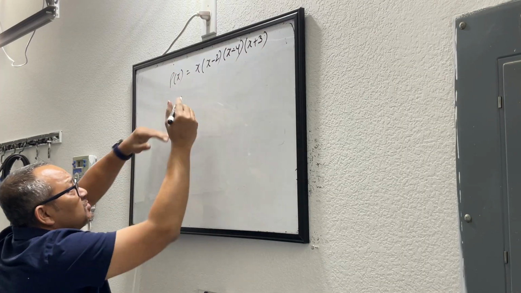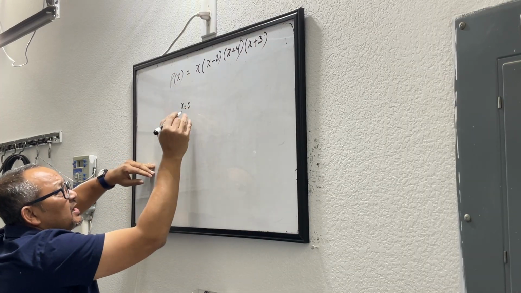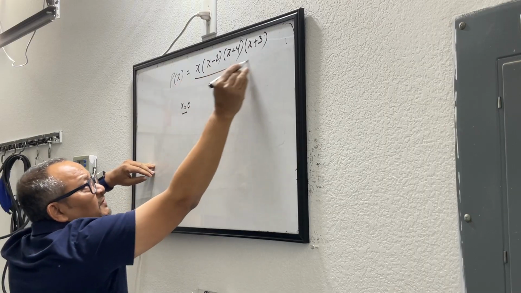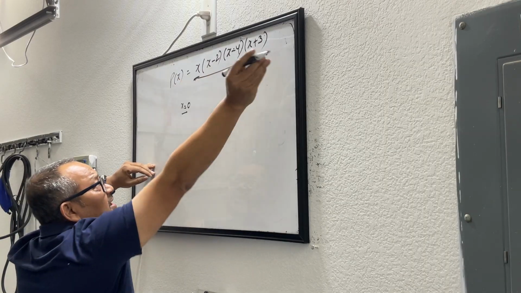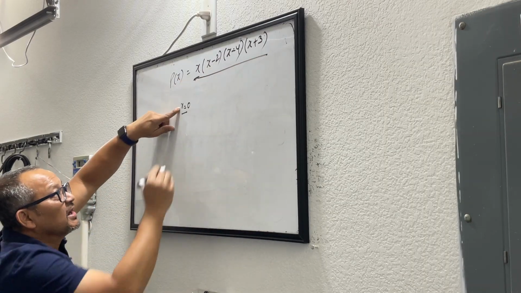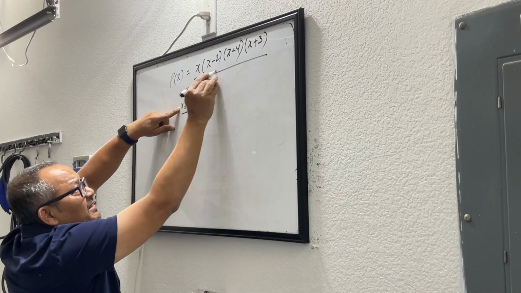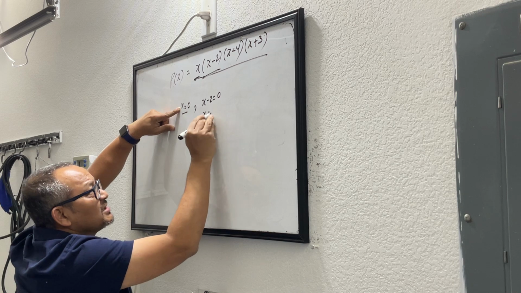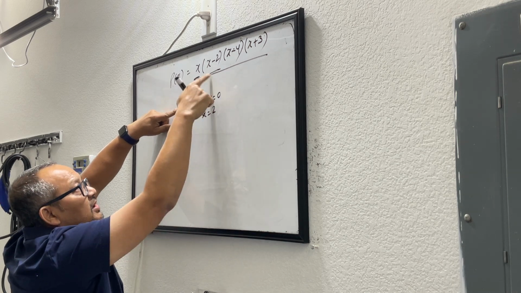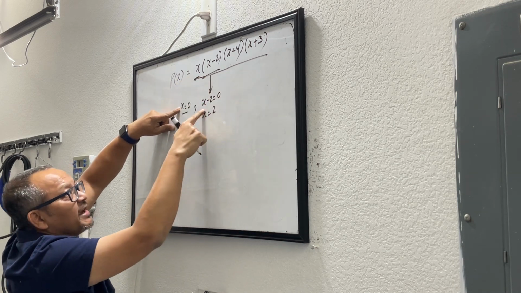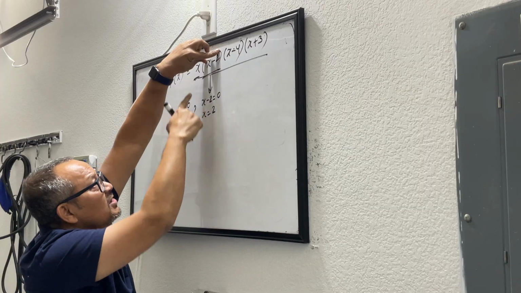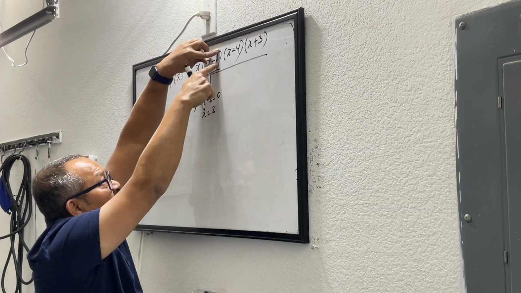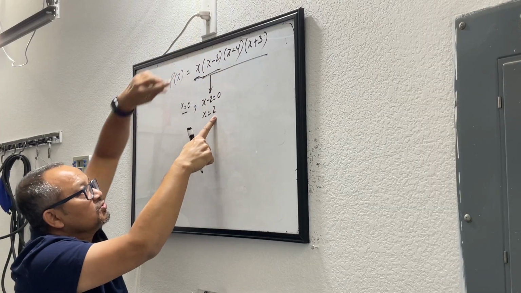This expression will be 0 when x is 0. When x is 0, this whole thing will become 0. When you multiply 0 with anything, that is 0. This is one scenario. The second scenario is when this one is equal to 0, meaning x minus 2 is equal to 0. That means when x is equal to 2. So when you have another value of x, this part becomes 0, the whole thing will become 0, and that will happen only when x is equal to 2.